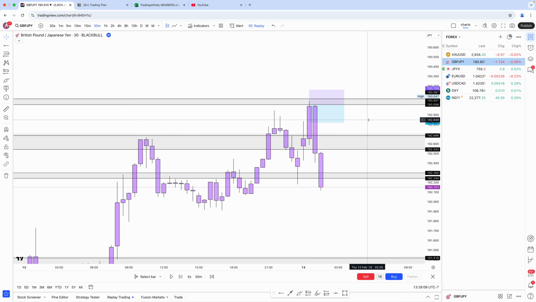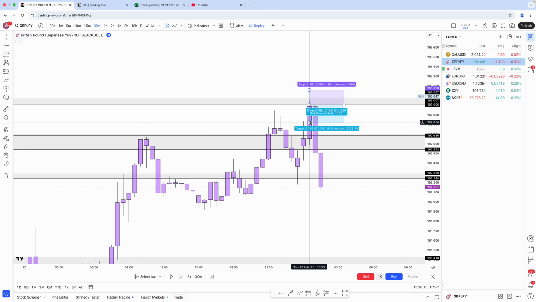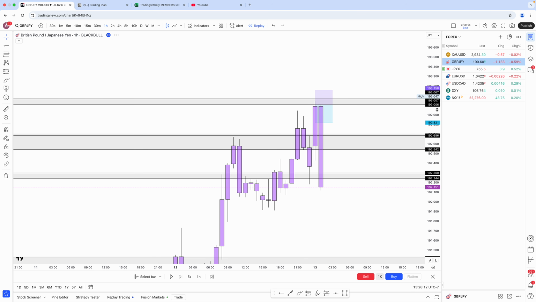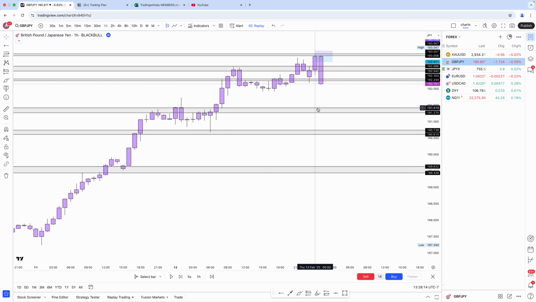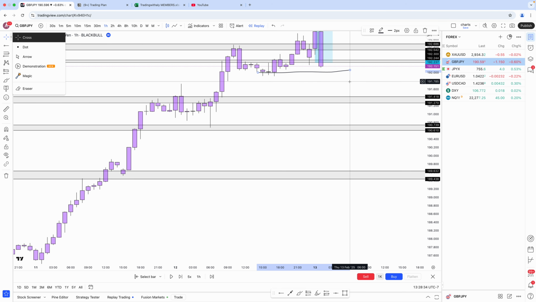Now, let's say, for example, our target, let's go to 1 hour. You never look at your target on a lower time frame because there's too much price action on a lower time frame. So our target would obviously be here first. We can add in a minor structure right here, making sure that breaks at whatever price that is, 192. And then if the 192 breaks, it should continue down. I don't even know anymore. Can't remember.